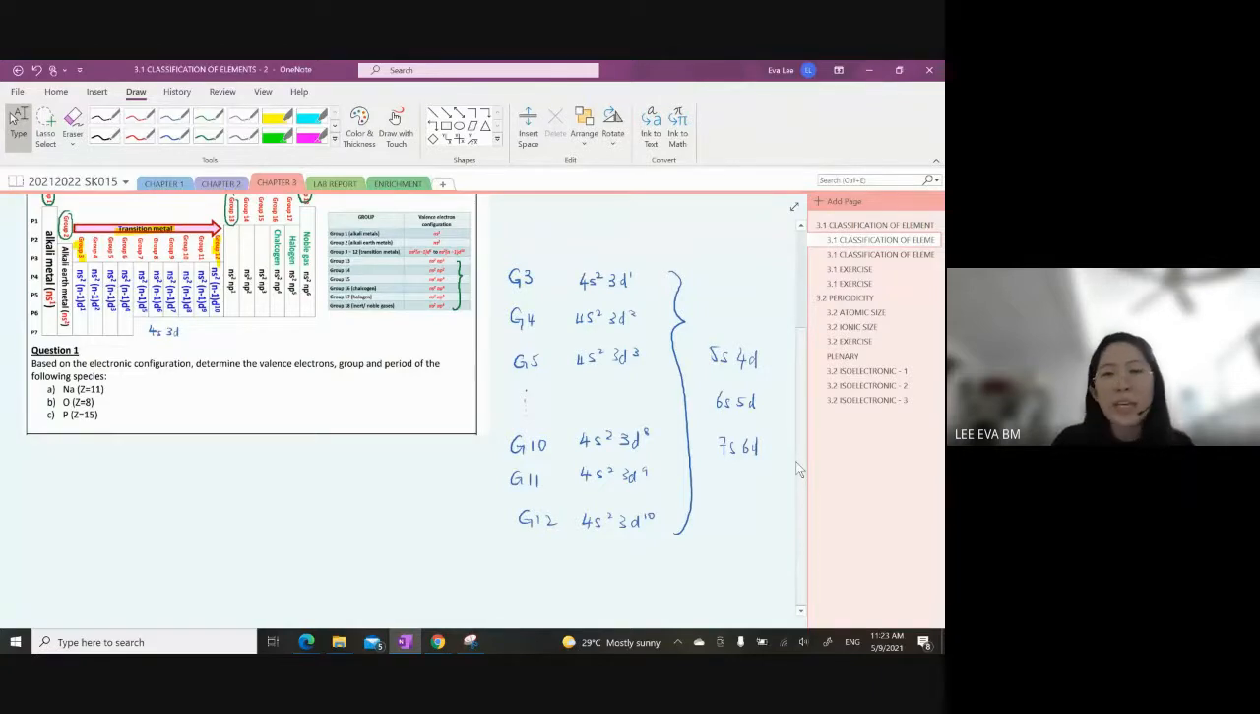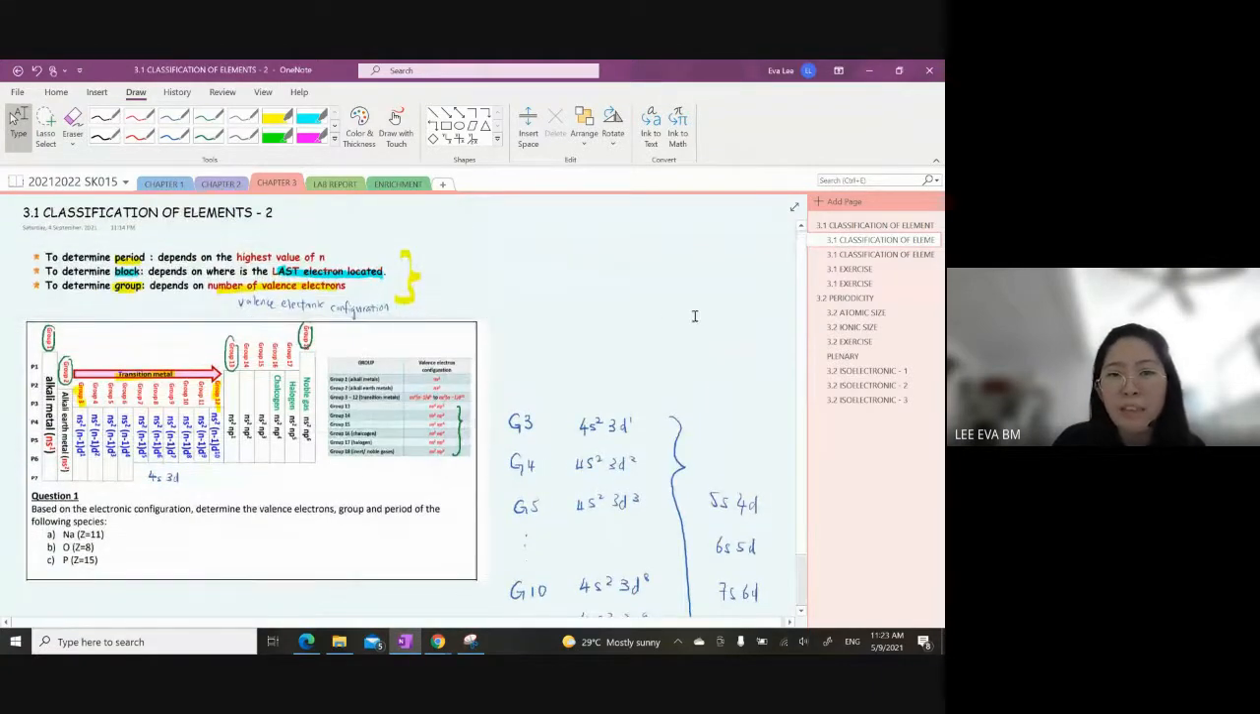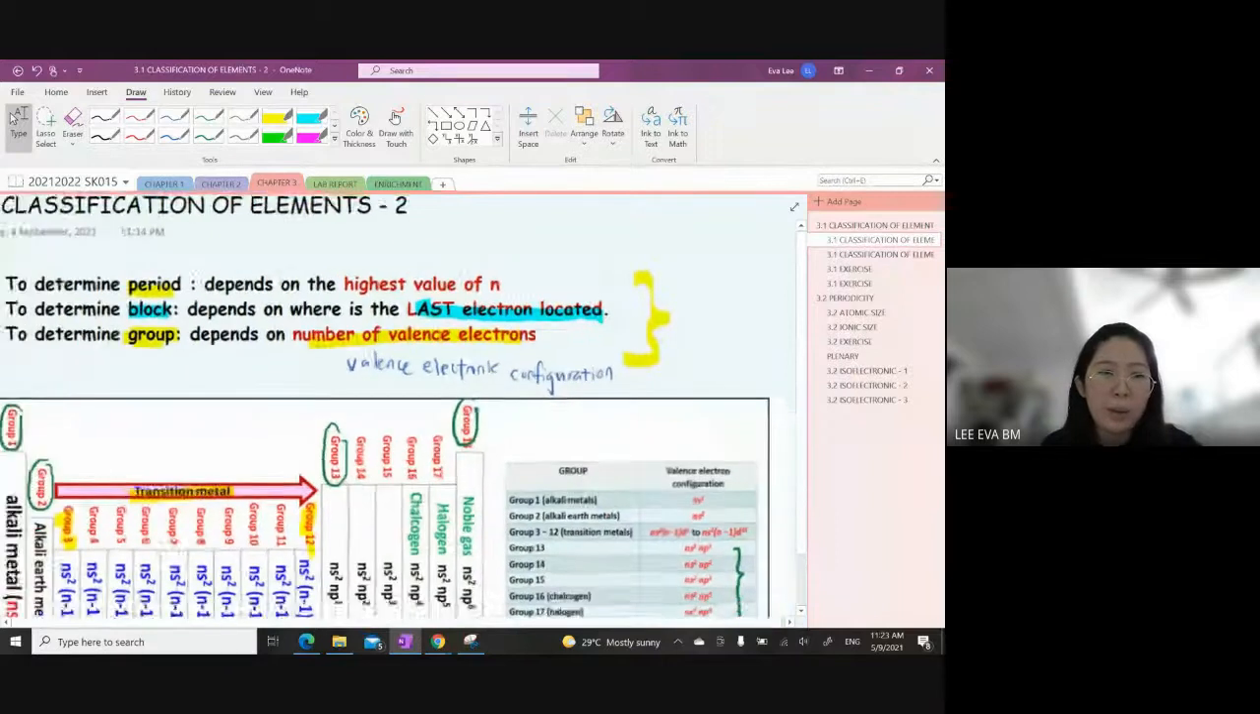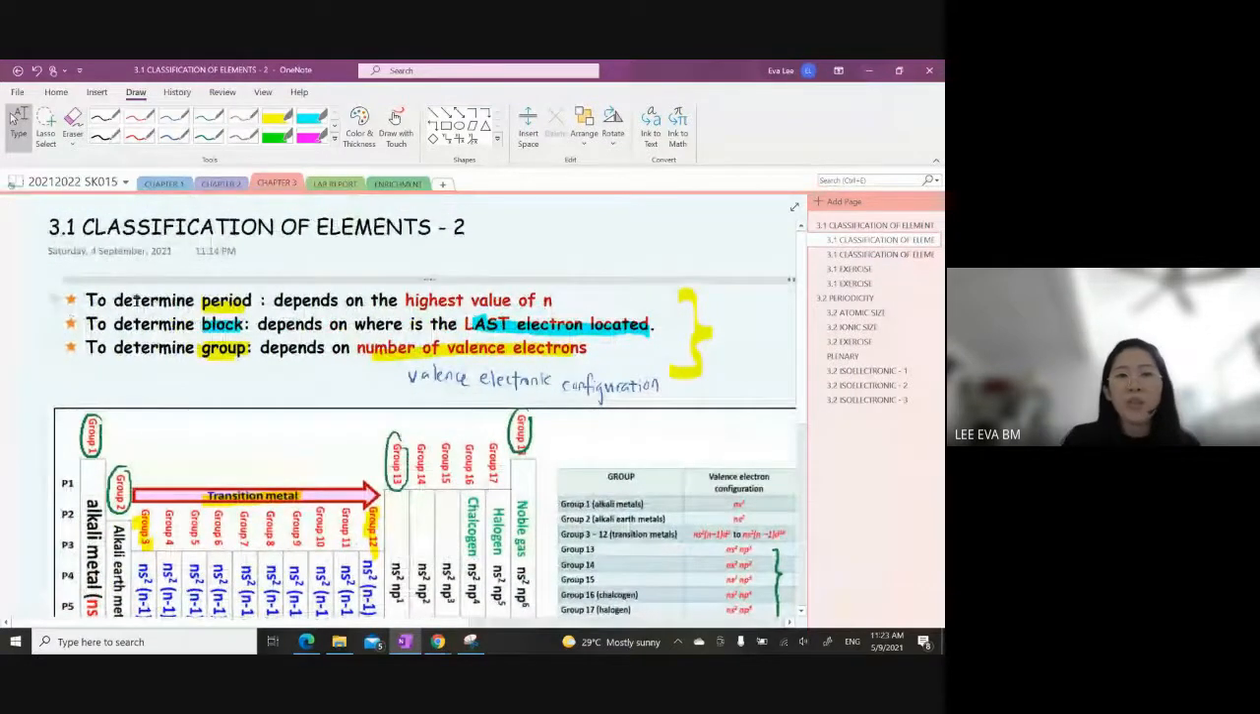So over here, we go back onto the points madam asked you to write down just now. To determine the period, it depends on the highest value of n. Block depends on where the last electron is located. This block will be on the next page. But first, you need to recognize the period and the group. To determine group, you need to depend on the number of valence electrons.